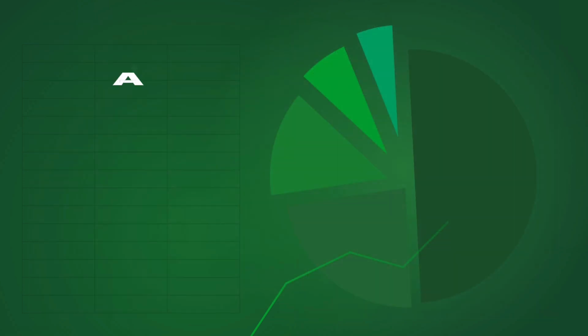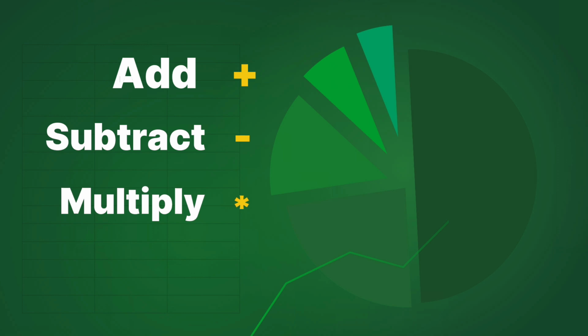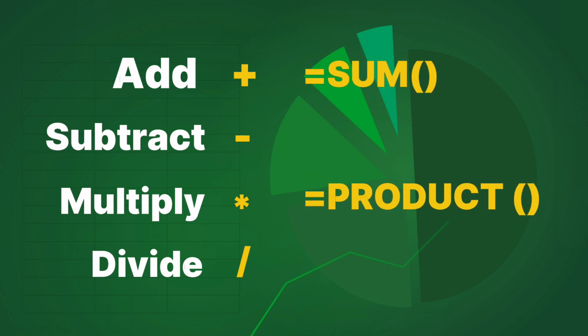So to wrap up, if you want to add cells together, use the plus symbol. If you want to subtract cells, then use the minus symbol. If you want to multiply, use the asterisk symbol. If you want to divide cells, use the / symbol. And remember, there's also a sum function if you want to add at once, and also the product function if you want to multiply a lot of cells together at once.